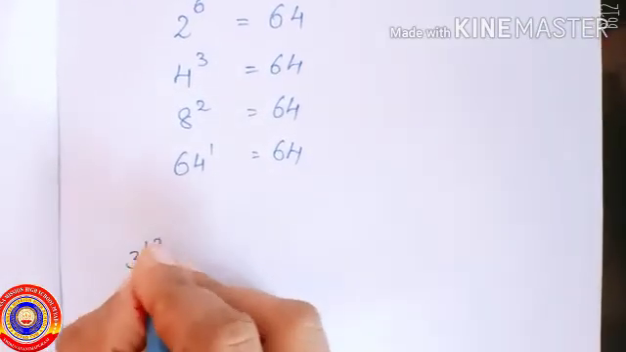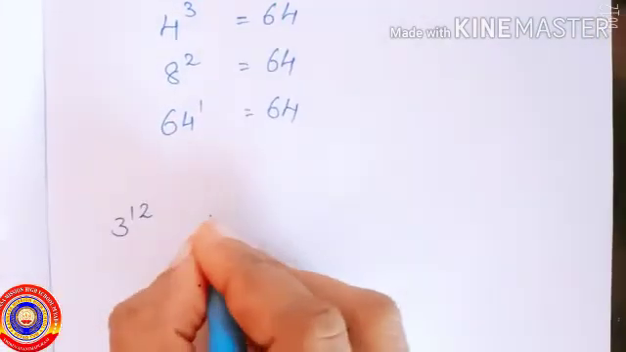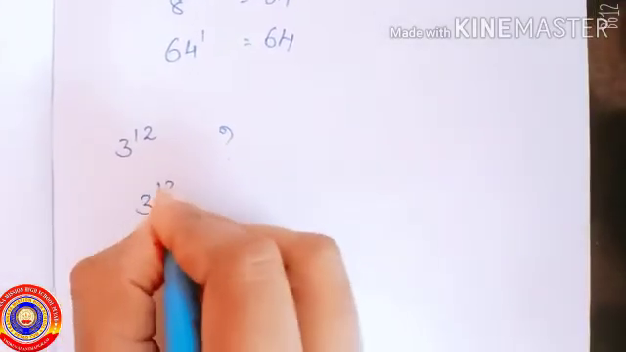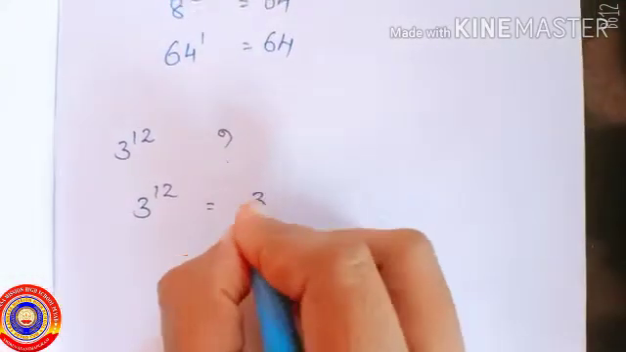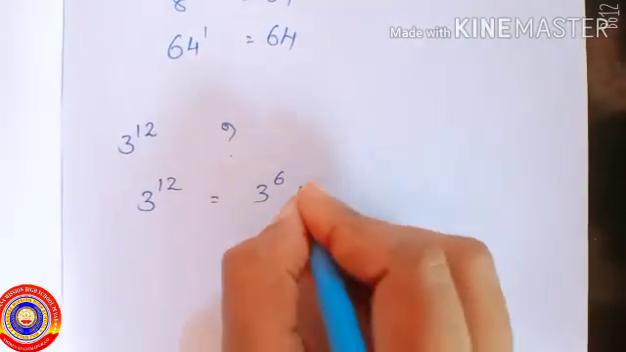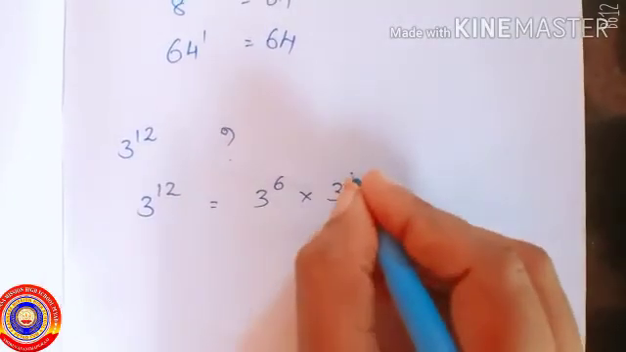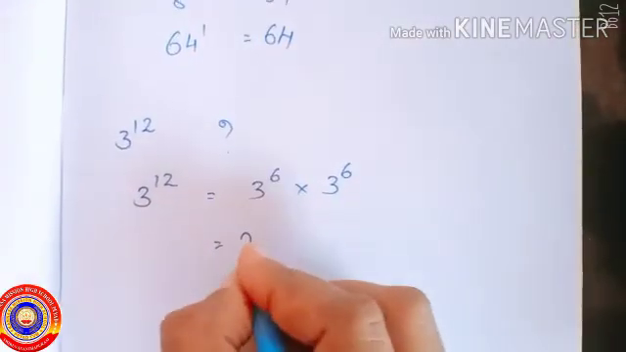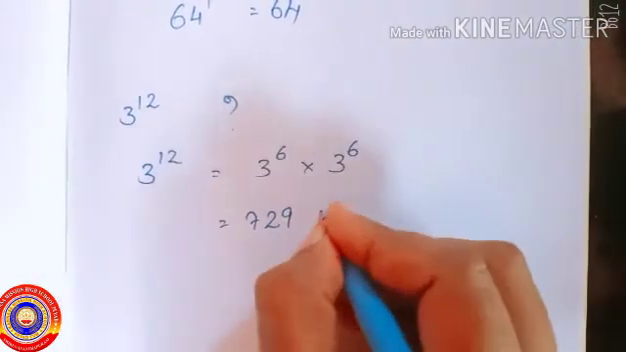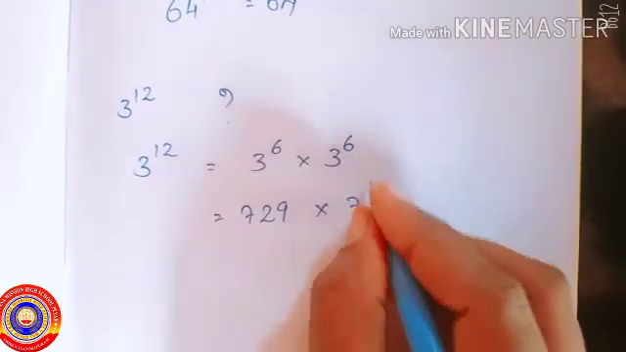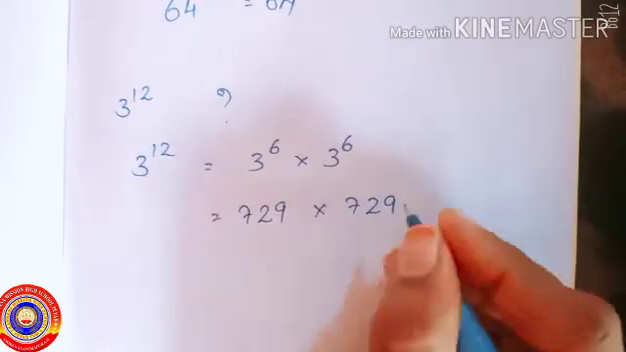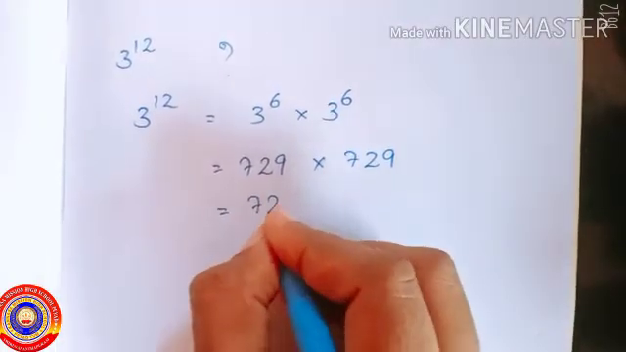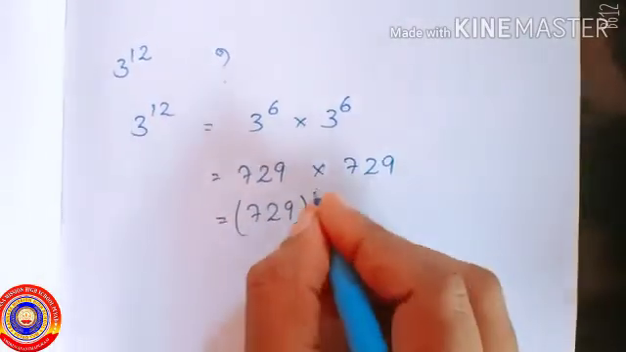For example, 3 raised to 12. We can split this number like 3 raised to 12 is equal to 3 raised to 6 into 3 raised to 6. 3 raised to 6 is 729, again 729. Here there are two 729, so we can write it as 729 raised to 2.